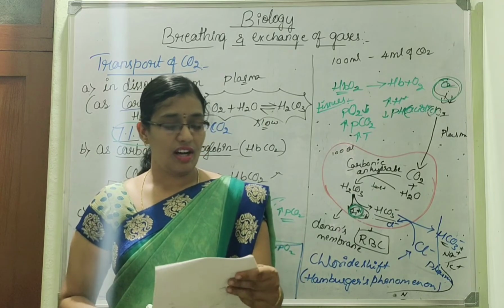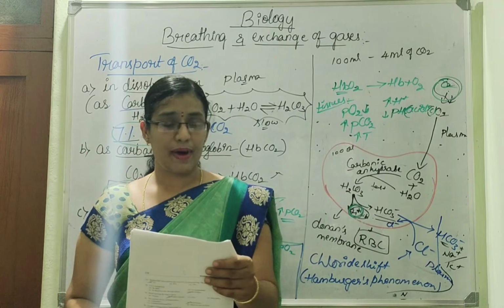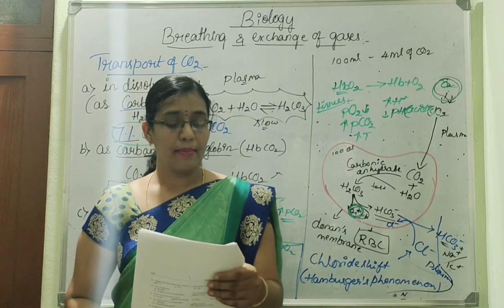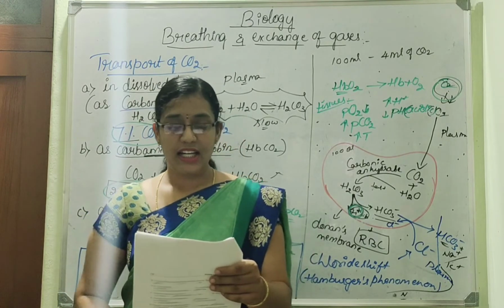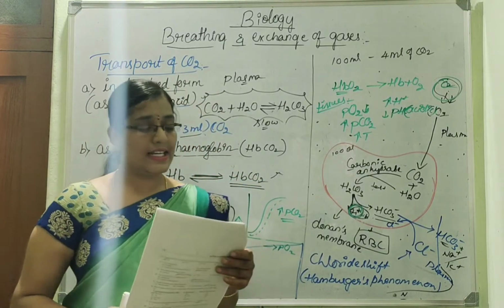Next question. Oxygen dissociation curve is. What is the shape of that? Option A, parabola. B, sigmoid. C, hyperbola. D, straight line. So the oxygen dissociation curve is sigmoid. It is an S-shaped curve.